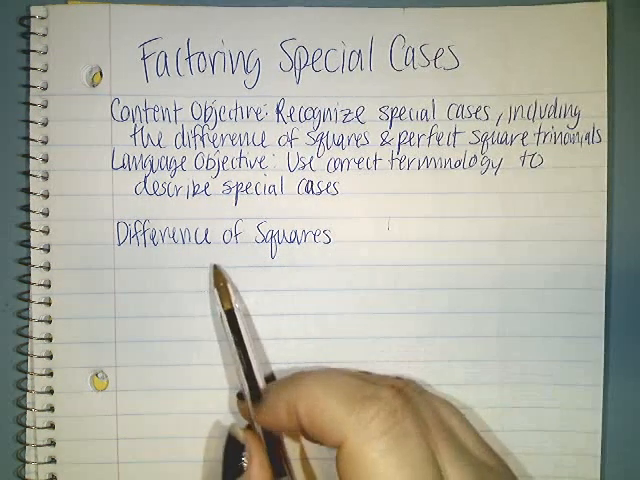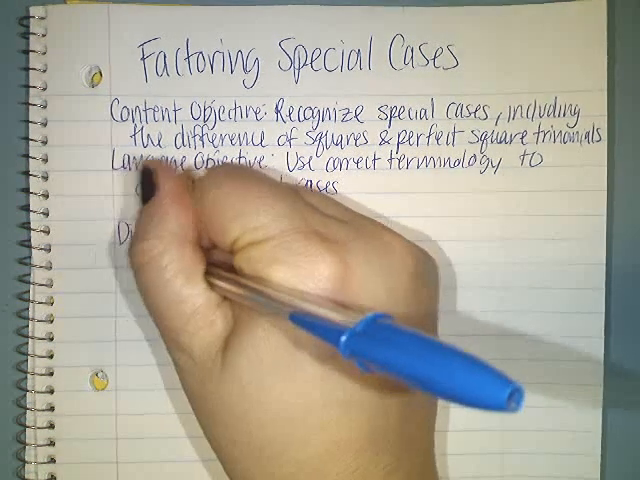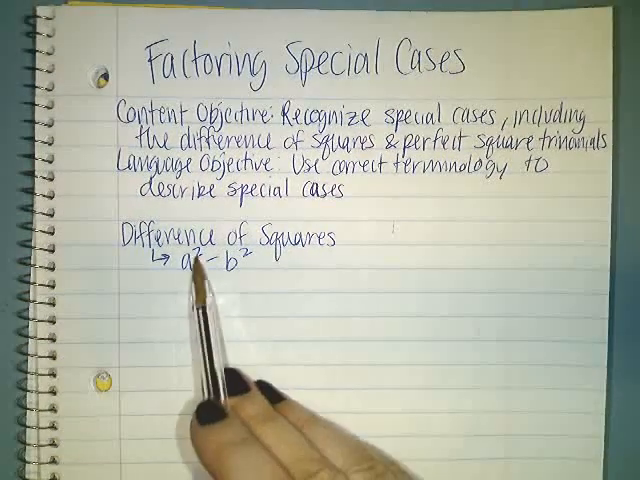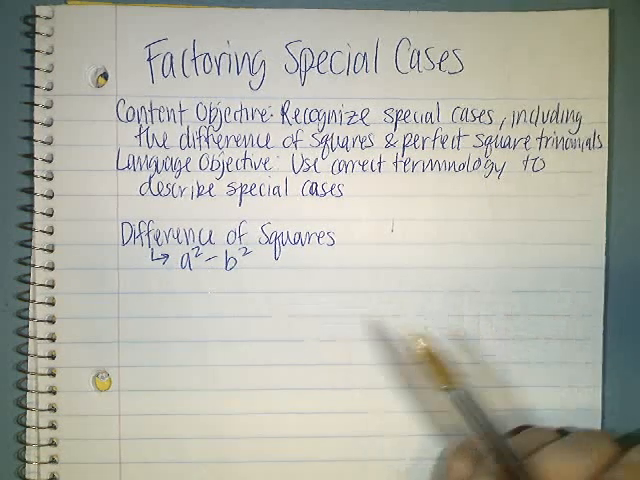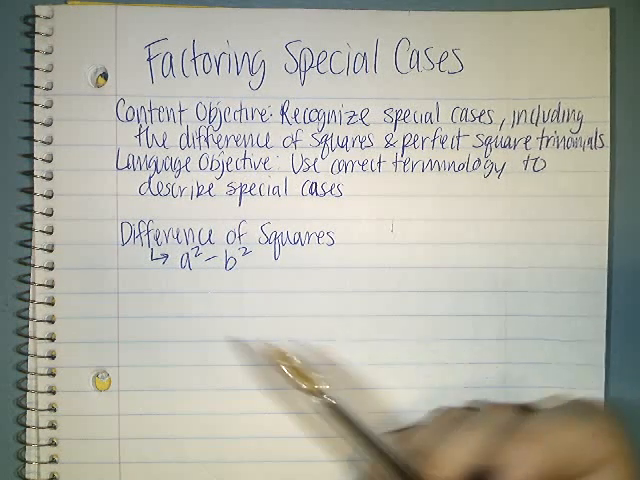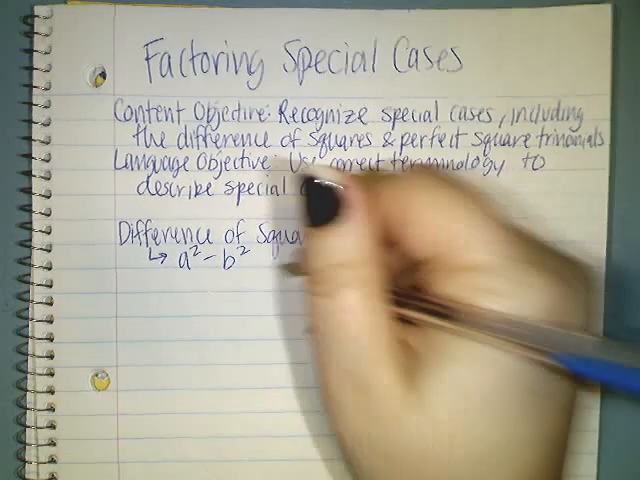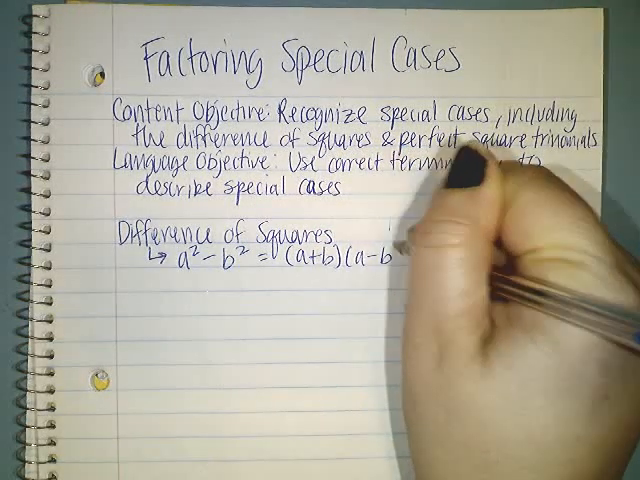One side thing I want to note is both of our special cases involve perfect squares and identifying them, so I want to make sure that we're clear on identifying them. The difference of squares is when you have two perfect squares that are being subtracted. So a squared minus b squared, or as long as the coefficients of these terms are perfect squares, it could still work the same way. It's always going to factor the same way. It's going to factor to a plus b times a minus b.